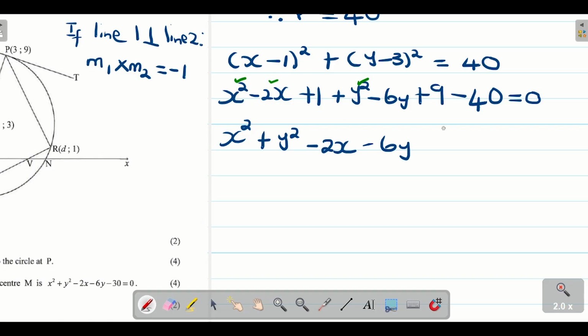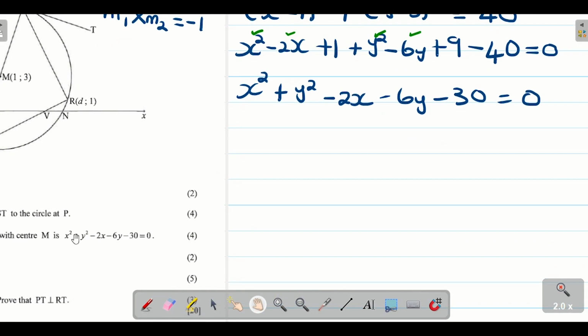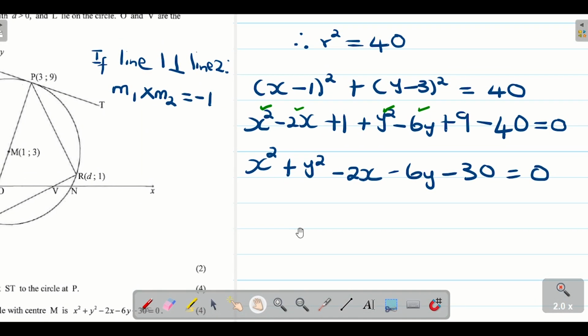So we dealt with that, then we are left with the numbers. So we have 1 and 9, which will give us positive 10. Positive 10 minus 40, we're going to have minus 30 equals 0. Now this is the same as this. So we have proven that indeed this is the equation of the circle. So we can go to the next question.